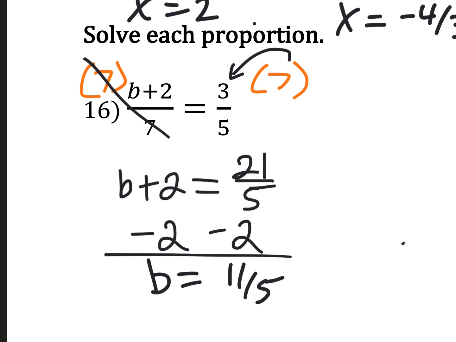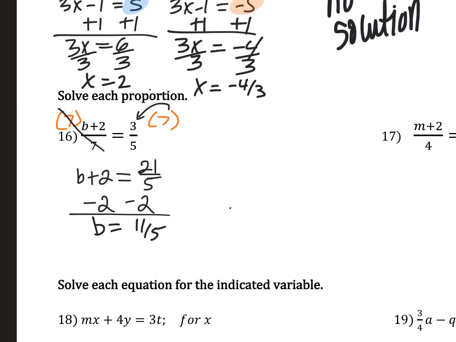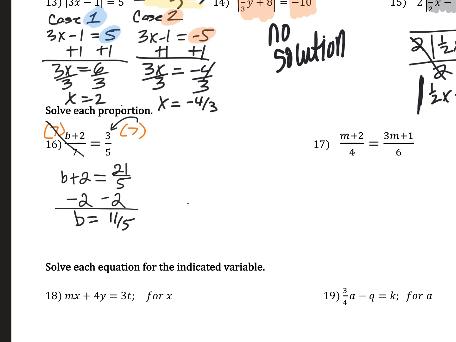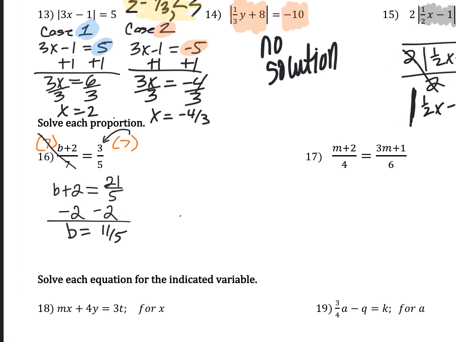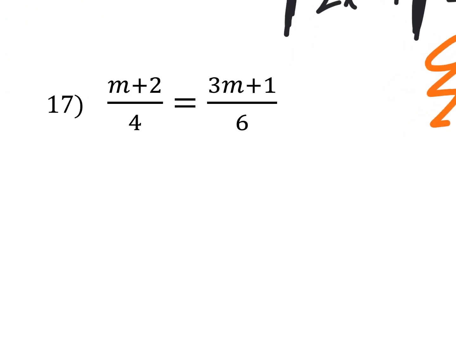So it's not technically wrong. Does that make sense? Now compare that one though to number 17 because now you've got a variable on both sides, right? So now you've got to multiply by both. So that's the difference between 16 and 17. In 16, you only have a variable on one side. In 17, now you've got a 4 and a 6 that need to be eliminated.